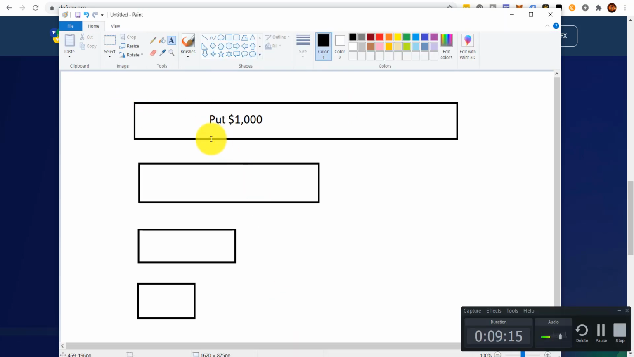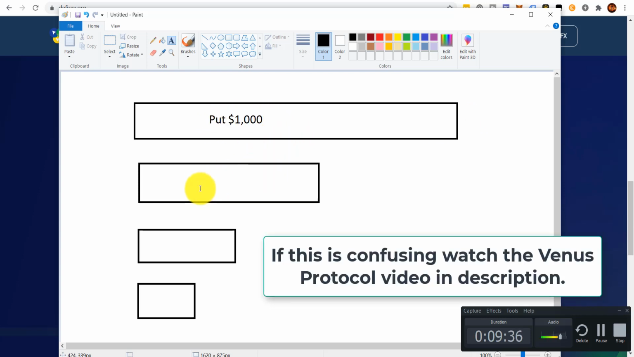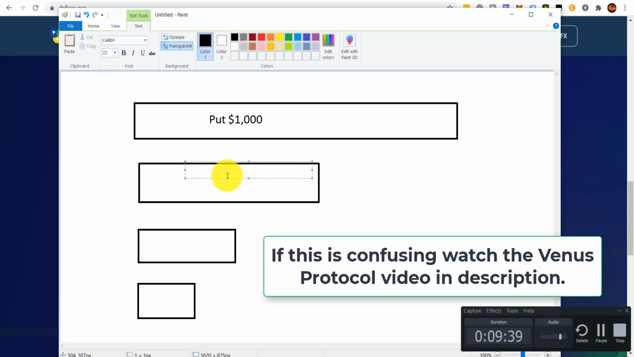What they're claiming to do on platforms like Compound or Venus is that you can supply funds, and when you supply funds, you're going to earn, say, 3 or 4%. And when you earn that 3 or 4%, you're able to borrow against those same funds. So say you put in 1,000 and you were to borrow 500.